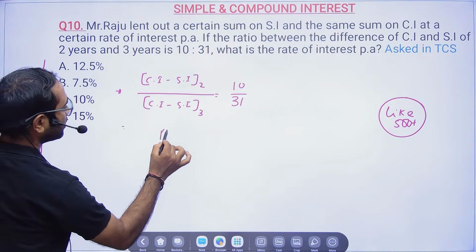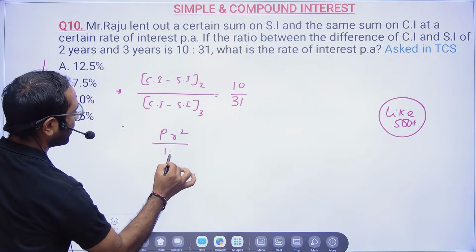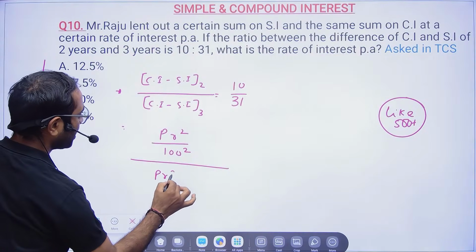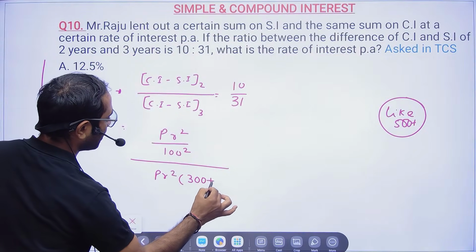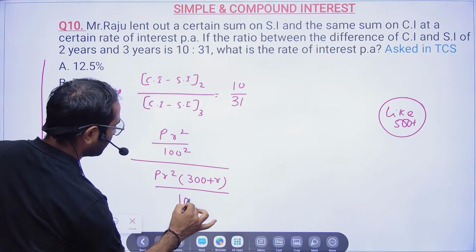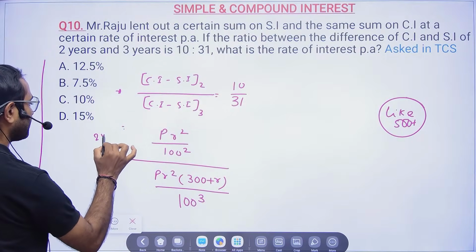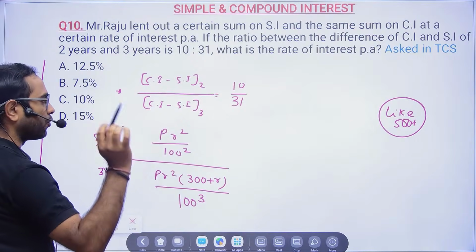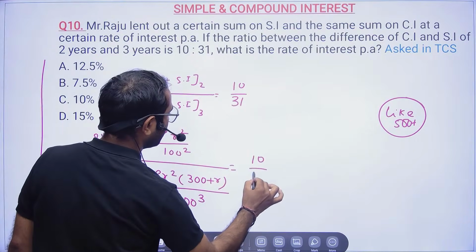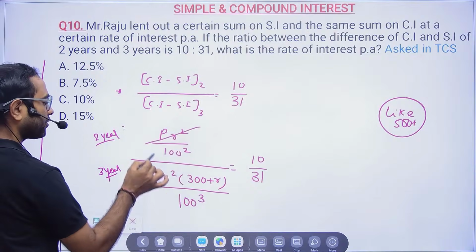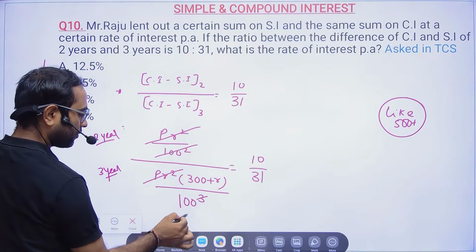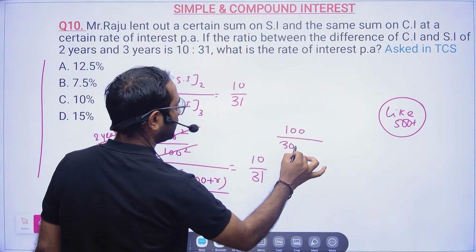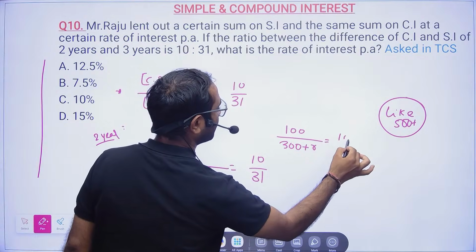Now for 2 years it is PR square divided by 100 square, and for 3 years it is PR square into 300 plus R, and then divide by 100 cube. So for the 2-year difference and the 3-year difference we have the formula. More than 3 years they won't ask in the exam, so please don't worry about it. So 10 by 31. This PR square is gone. This is only 100. 100 will go up. So 100 divided by 300 plus R will be equal to 10 by 31.